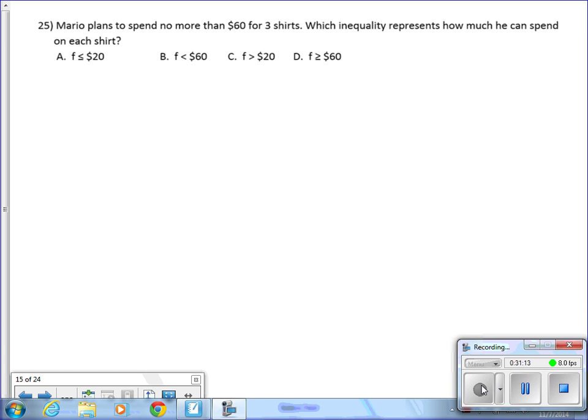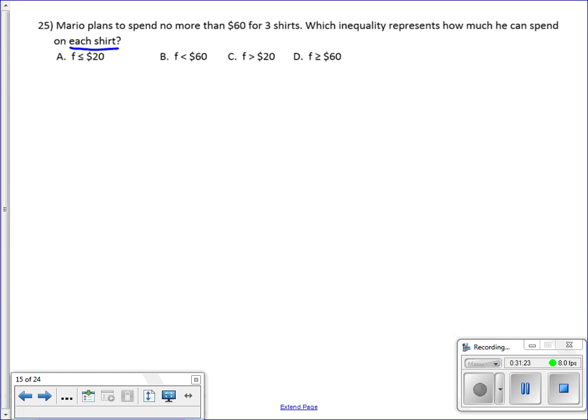Okay, this one here says Mario plans to spend no more than $60 for 3 shirts. Which inequality represents how much he can spend on each shirt? Okay, this is each shirt, that means for one shirt. So 3 shirts are 60. That means one shirt can only be up to $20, because it says he spends no more than $60.